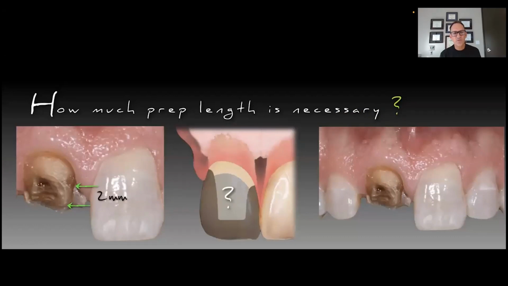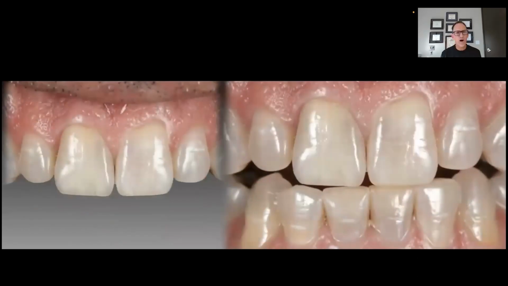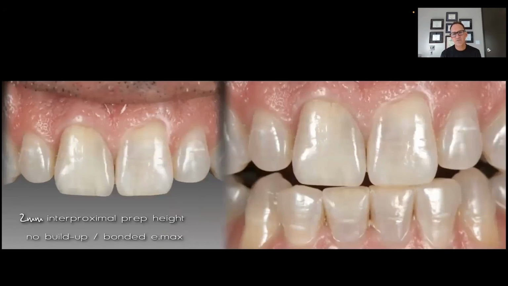Where do we measure the 2 millimeters? We measure it interproximally, right? Which means we probably have more than 2 millimeters if you measured it on this patient, measured it from the palatal. So that tooth, we can take the rest of the material off. I don't need to build it up. Do a bonded restoration. It had 2 millimeters of interproximal prep height. This is just a bonded Emax single unit restoration on that central.